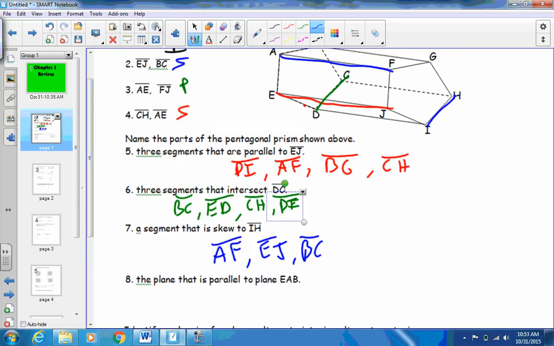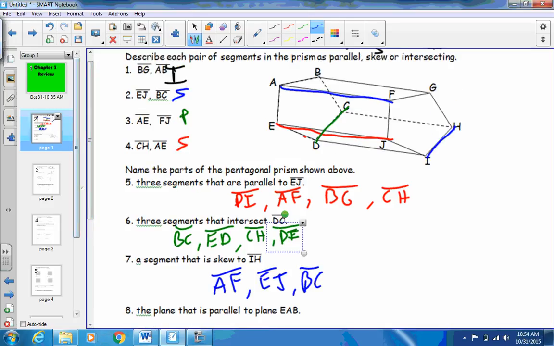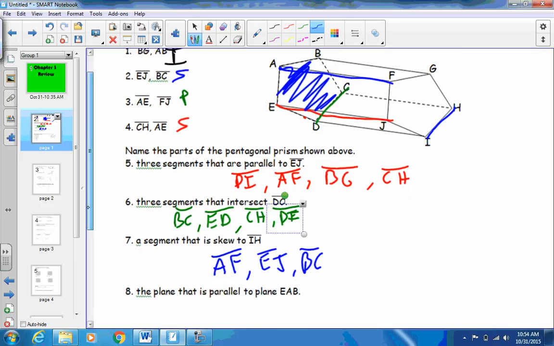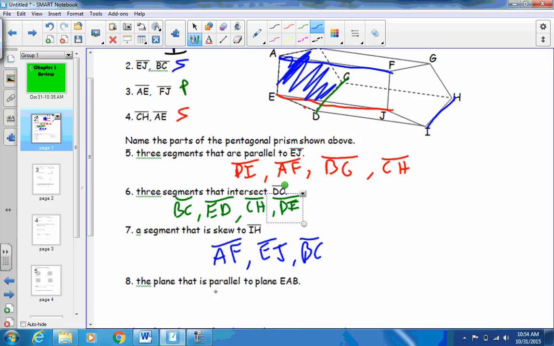All right, then number 8 says the plane that is parallel to plane EAB. So plane EAB is actually this back one. There's only one plane that's parallel to EAB, and this would be the opposite side. And you could label it different ways as long as you have 3 of the points. You can say FGH. You can have any of those 3 points on that pentagon.